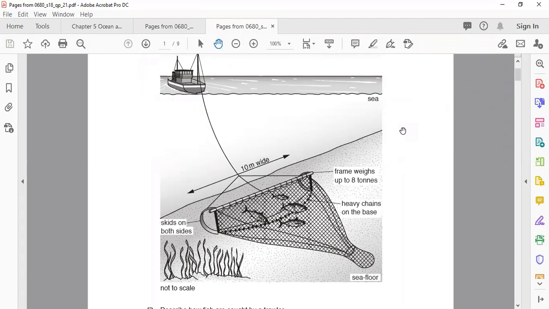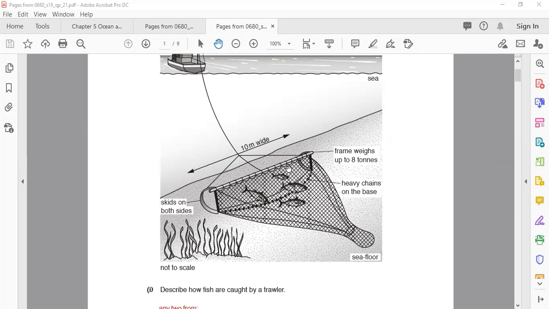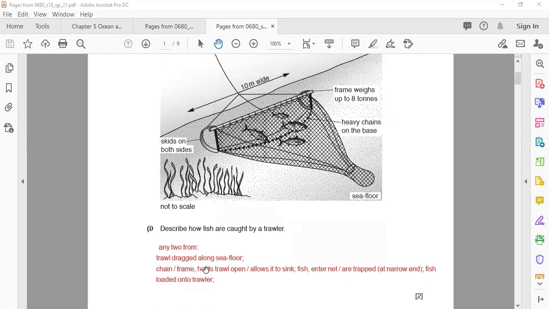Because where does it move, how does it move? When you catch, it moves near the seabed. It moves near the seabed, and it catches whatever is available near there. Understand? Yes. Okay. So this is the question they are asking: describe how fish are caught by the trawler or the trawl net. Now you can write any one. Trawl dragged along the sea floor. The chain, frame or these ropes go down and the fish are trapped and then they catch them here. Understand?